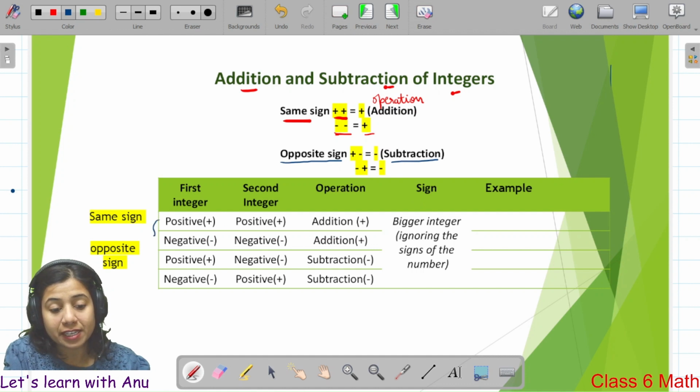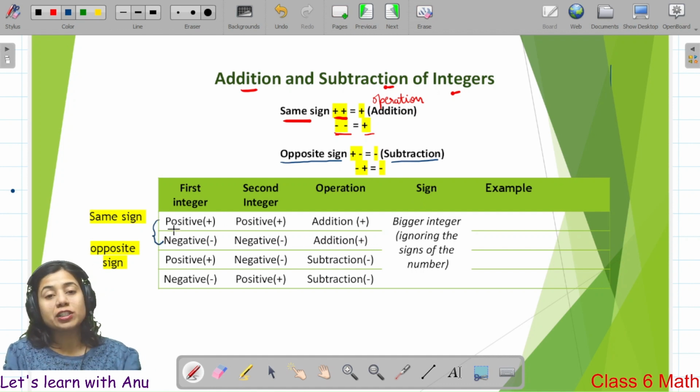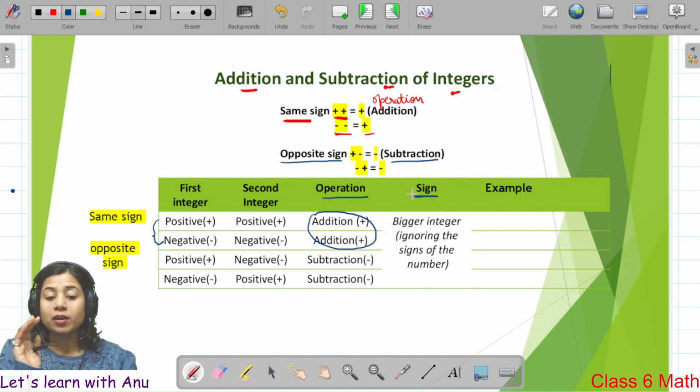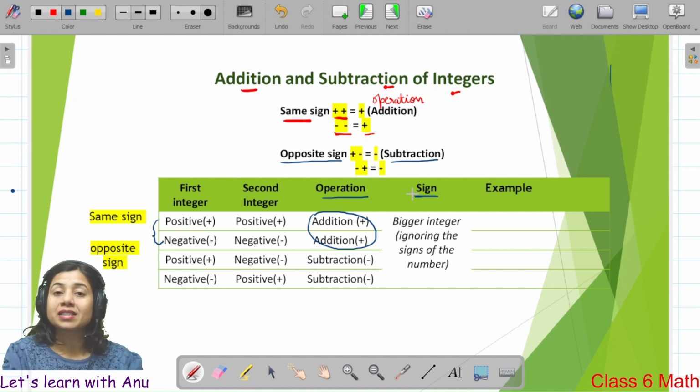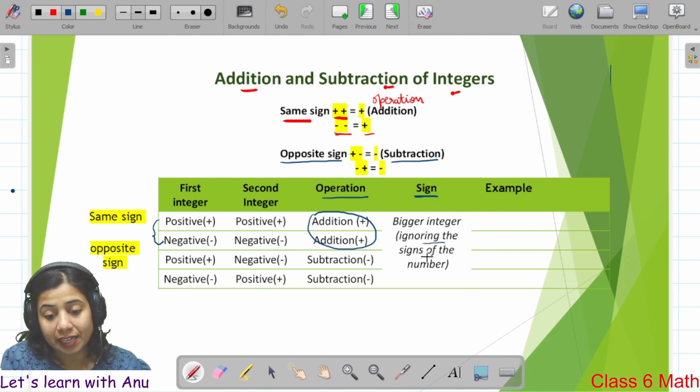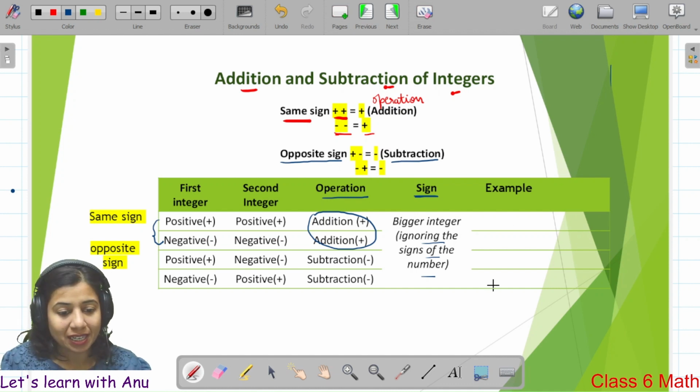So when we have the same sign, both the integers positive or both negative, which operation do we have to perform? Addition operation, right? And now I'll tell you about the sign also. In any case, the sign will always be of the bigger integer. Ignoring the signs of the numbers, we will see what is the sign of the bigger integer. Let me explain with an example, class.